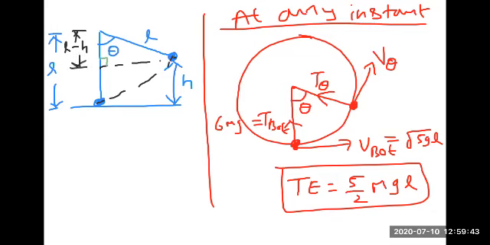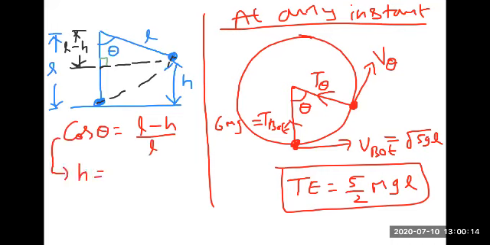Because observe carefully this one. This is now a right angle triangle. In that right angle triangle, I can write cos theta. What is cos theta? In a right angle triangle, cos theta is adjacent by hypotenuse. Adjacent is L minus H, hypotenuse is L. So L minus H by L. From here, if you just cross multiply, you will get H is equal to L into 1 minus cos theta. Remember this formula beta.